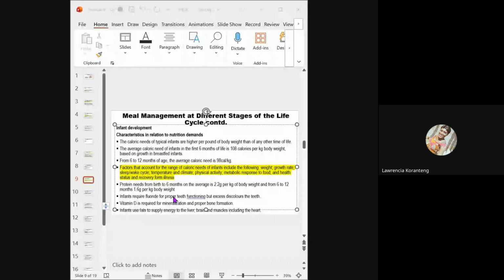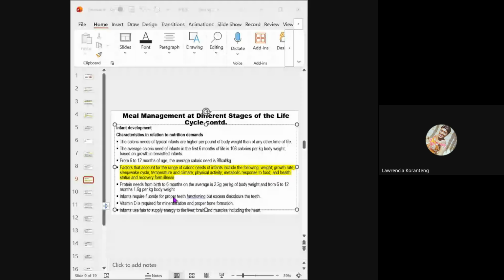So we are saying that protein needs from birth to 6 months on average is 2.2 grams times the kilogram of body weight. So if you want to know how much protein a child needs, you just multiply the child's weight by 2.2 grams of protein. Then you know the calories that you need. Then if you want to know the amount of protein that an infant between 6 to 12 months needs, it is 6.6 gram per kilogram of their weight. So you need to understand these things.